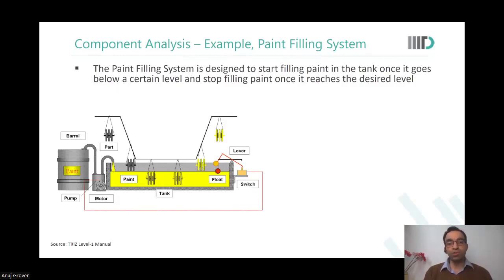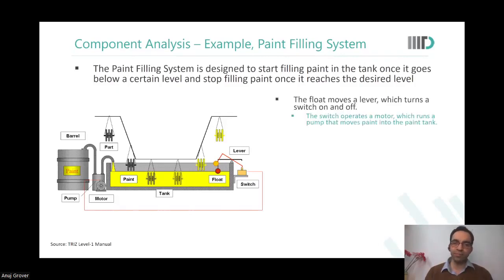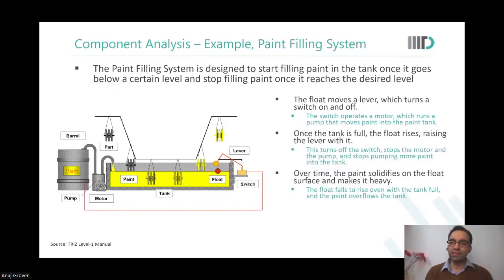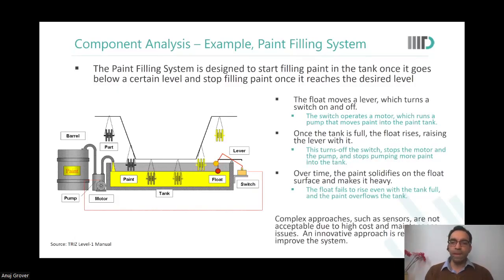But to solve this problem, the first thing that we need to do is component analysis. So we list down what are the components of this engineering system. This is the problem that I just explained to you. We want to solve this problem, but the factory owner said that I do not want complex approaches. I do not want to use sensors because of high cost and so on. Somehow improve this system so that with minimum changes, I'm able to work.